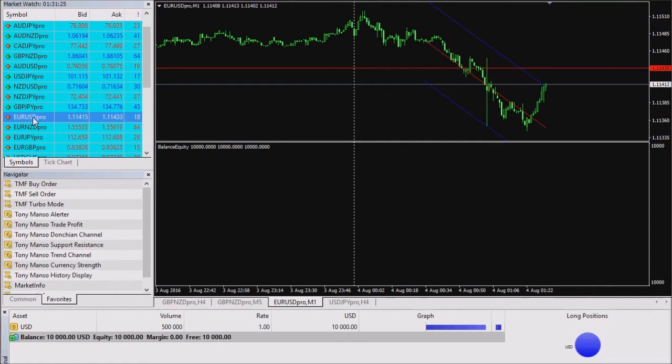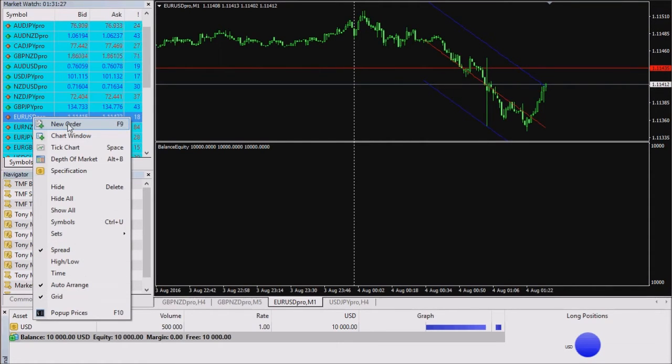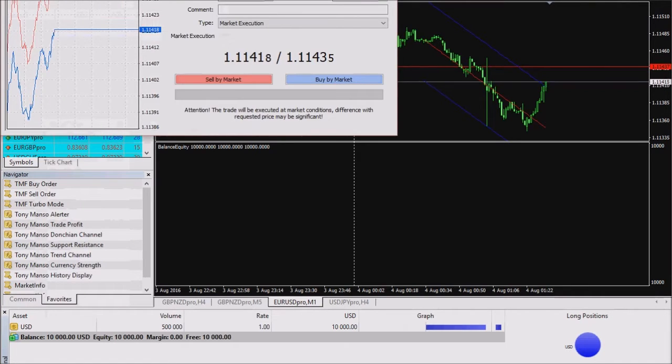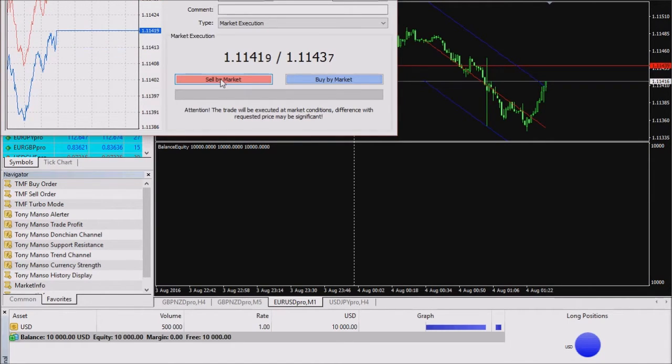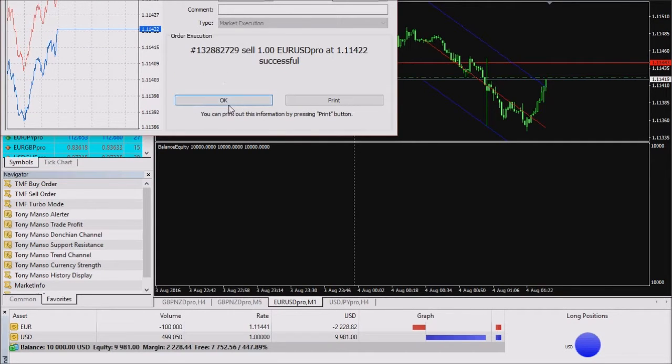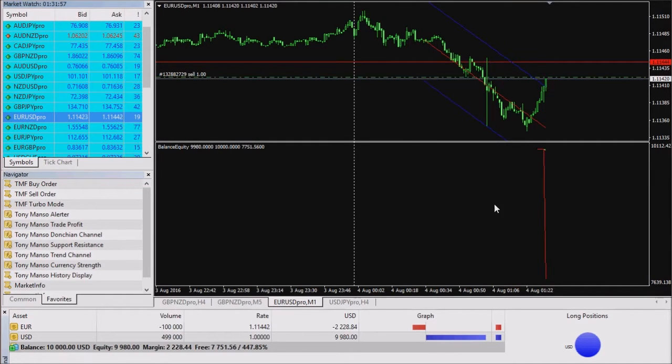Okay, so let's do a new order. And this account has $10,000, so I'm going to do one lot. This is just a demo account, and the price is kind of moving up, so I'm going to place a sell order in the hopes that I'm going to lose a big chunk of fake money here. Okay, so I have my one lot trade placed.